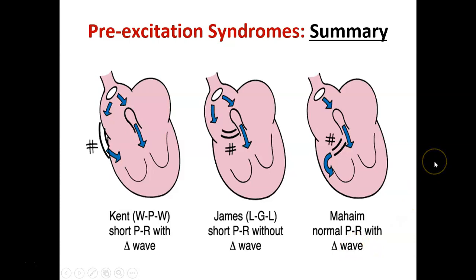This classification is purely an academic classification, because in real life it's very hard to differentiate between these three types. And LGL and Mahaim fiber ECGs are very uncommon. But WPW syndrome ECGs you will commonly encounter in your clinical practice, and most of the time you will come across an ECG with WPW syndrome.